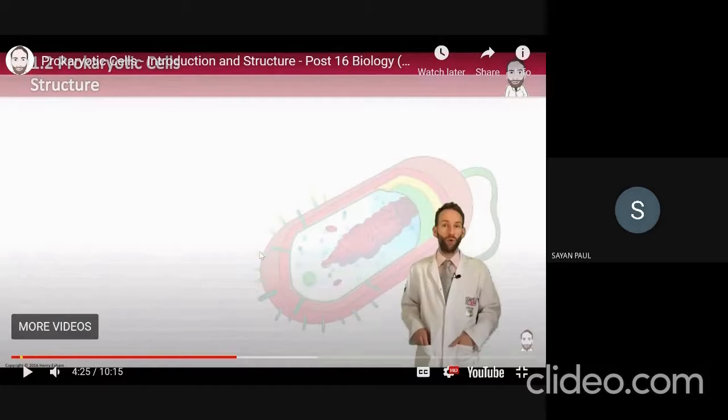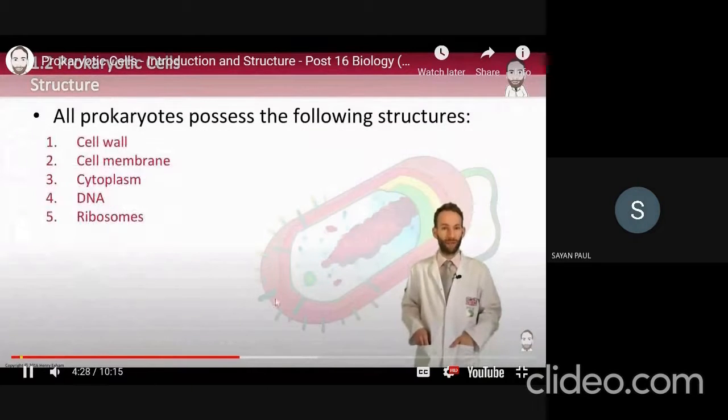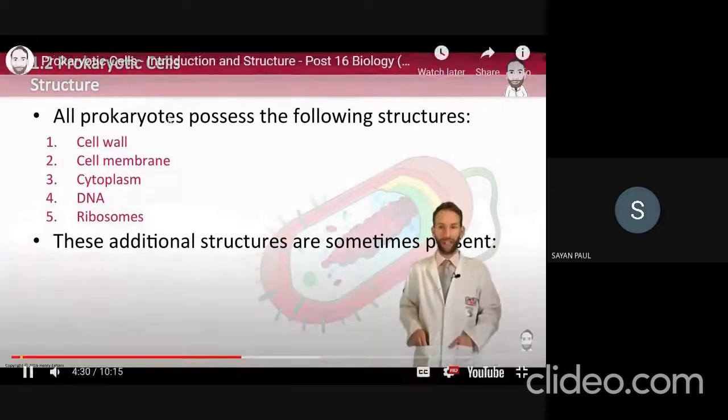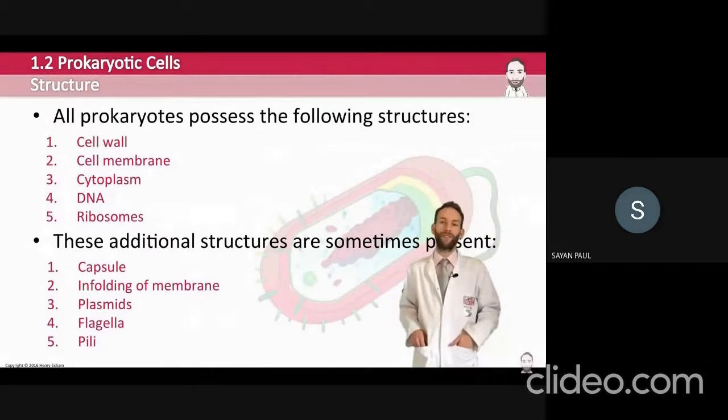possess a cell wall, a cell membrane, cytoplasm, DNA and ribosomes. And some prokaryotic cells also contain a capsule. Some of them have infoldings of their membranes. Some have plasmids, flagella and pili. So we'll cover all these structures in this presentation.